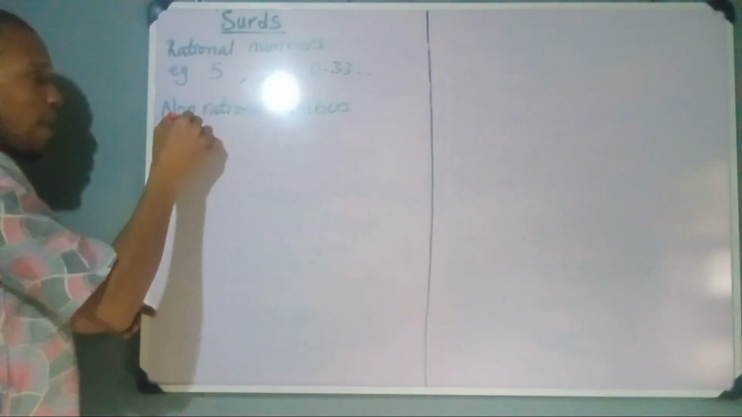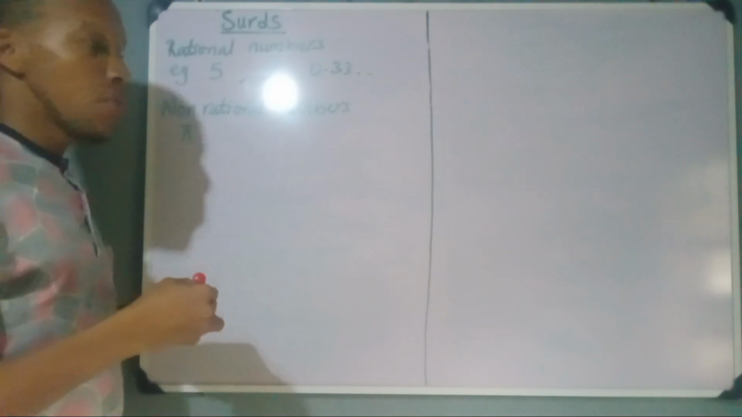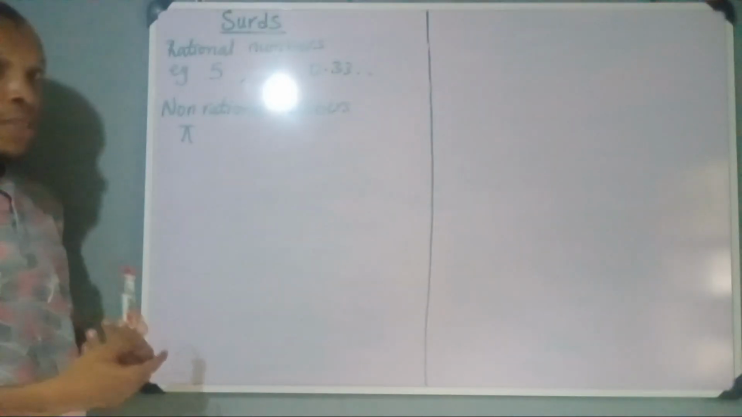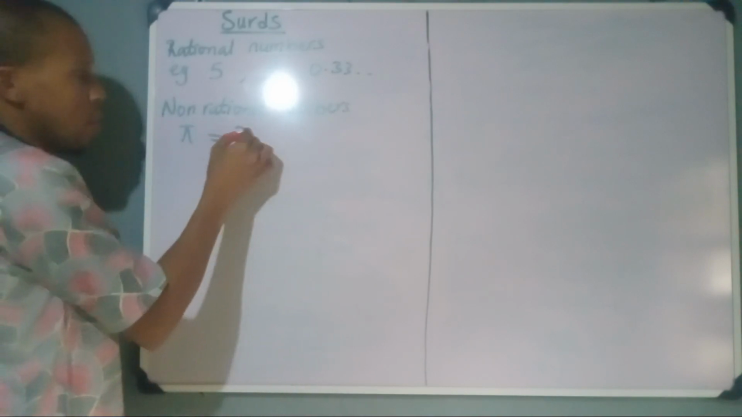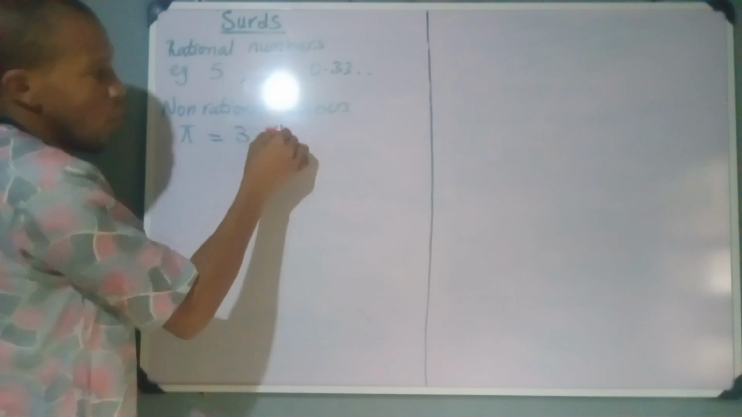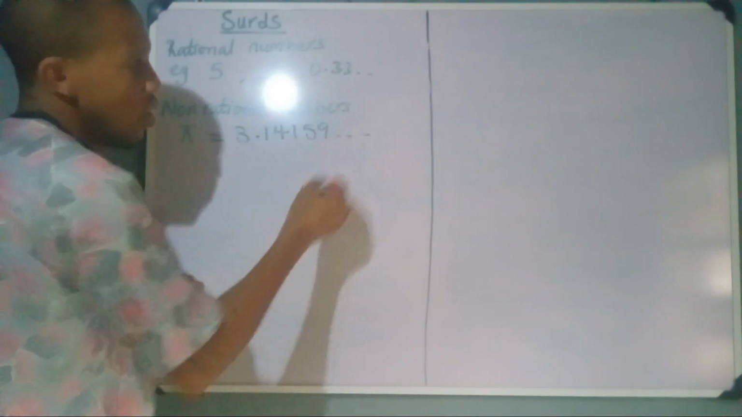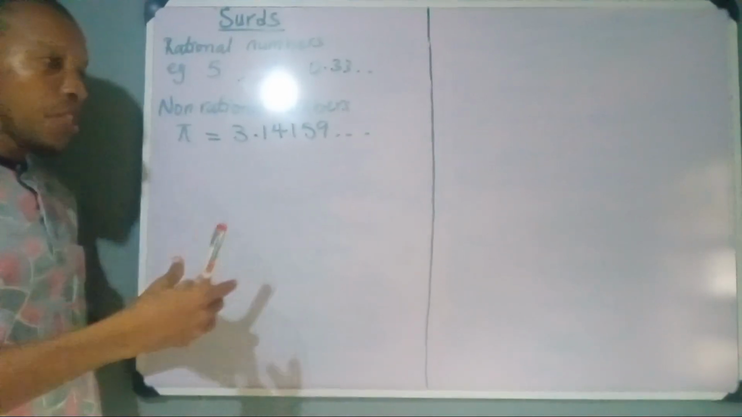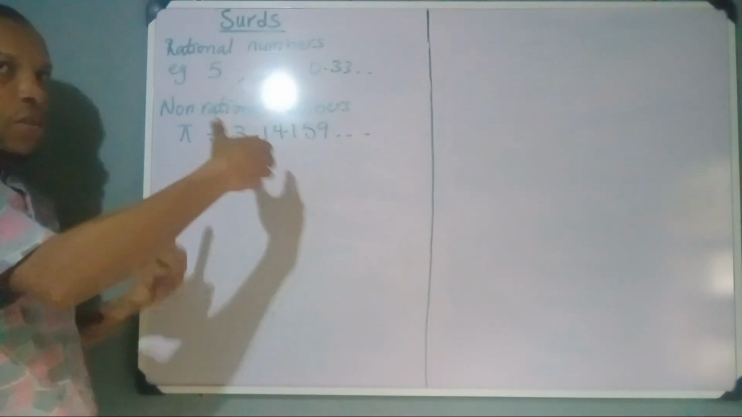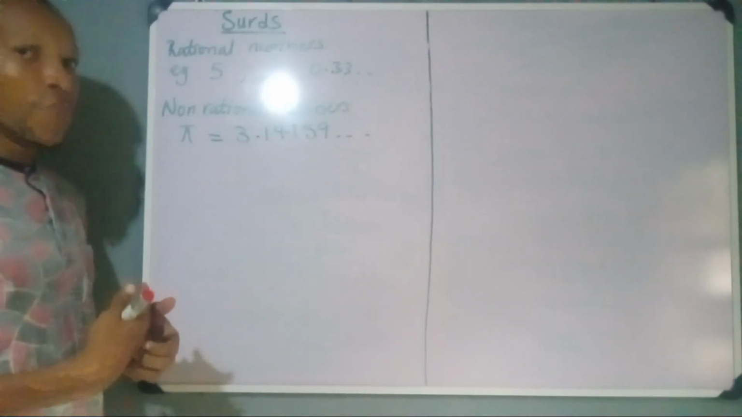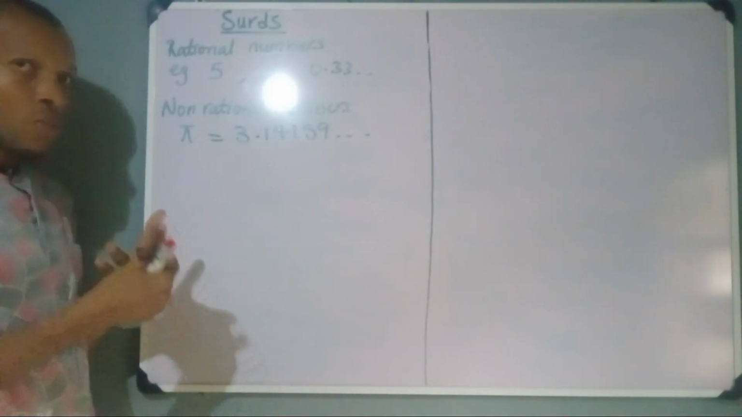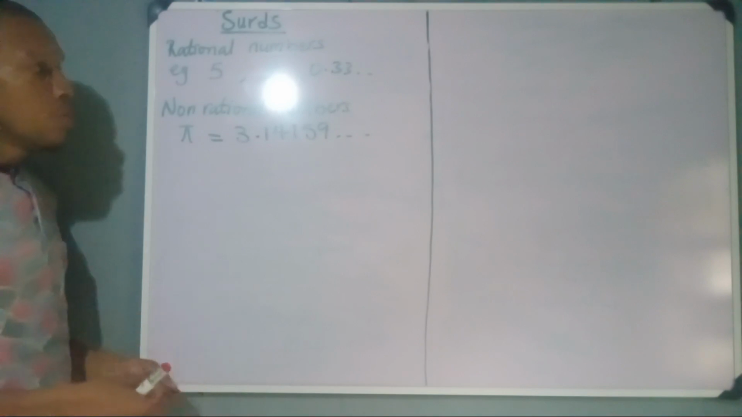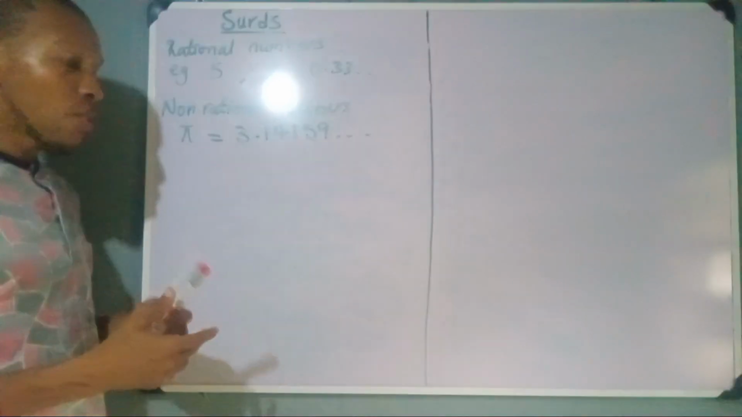For example, pi. Sometimes you assume pi to be 3.142 or 22 over 7, but those are just estimates. So pi is actually 3.14159 and so on. It continues without repeating itself. That means it doesn't have a recurring decimal and it doesn't terminate, it doesn't end, which means it doesn't have an exact value. So numbers like this are referred to as what? Non-rational numbers. Pi is not the only non-rational number.